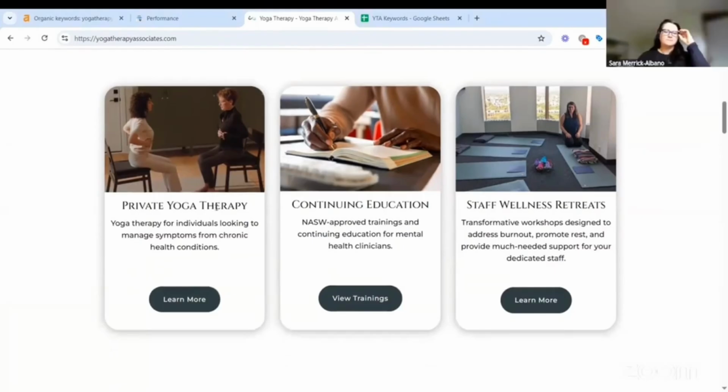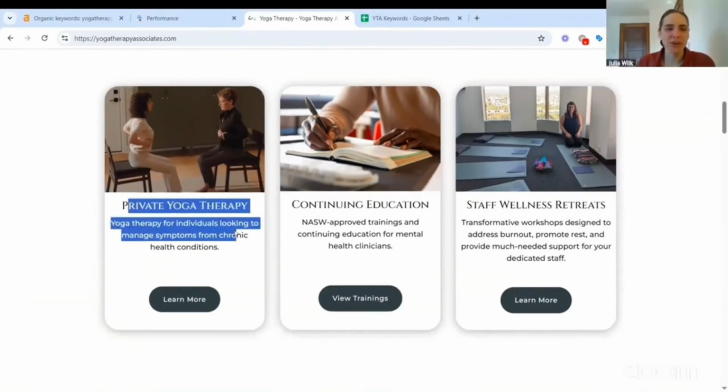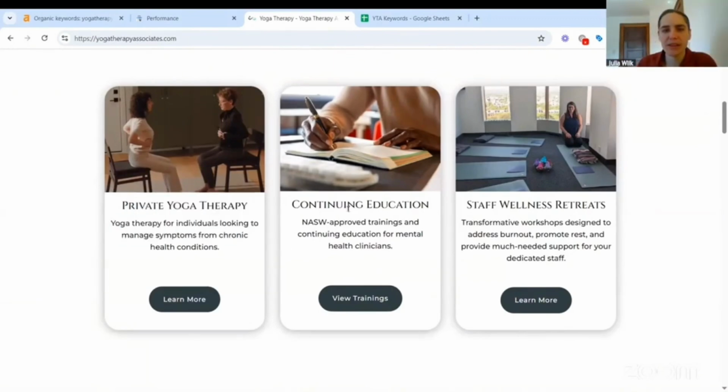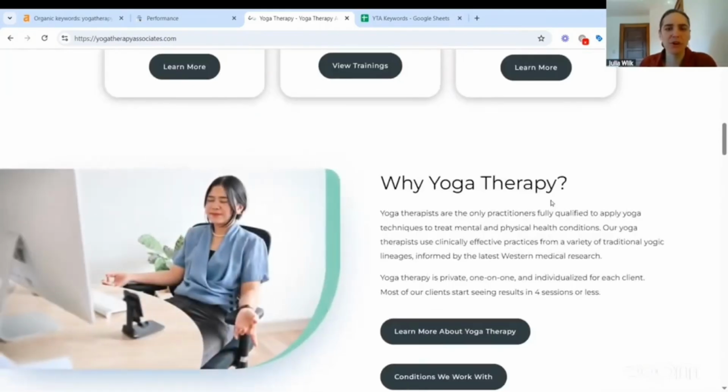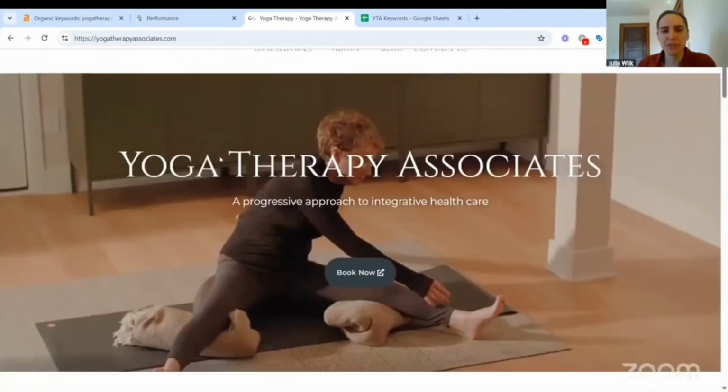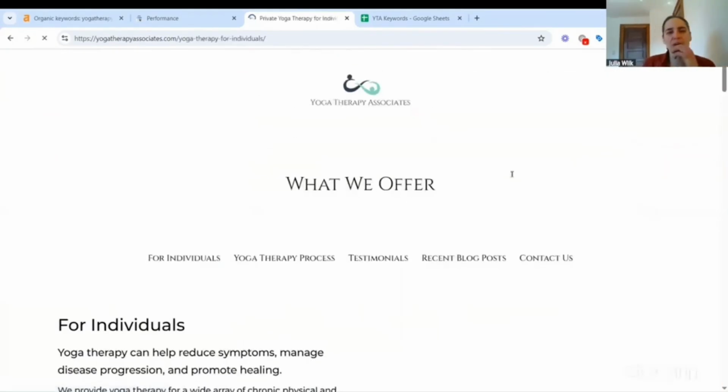Okay. This also seems pretty clear. Private yoga therapy for individuals is pretty descriptive. And then these other things, I think people would know what that is right away. Once we get to individuals, though, I think there's a lot I could say.